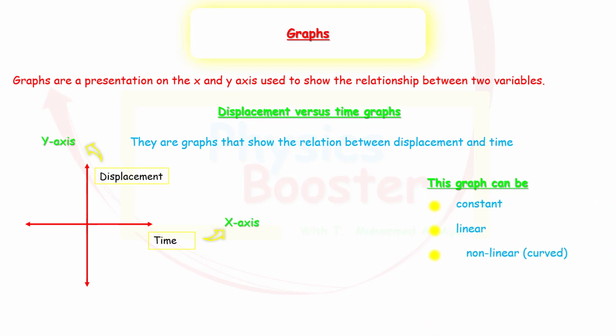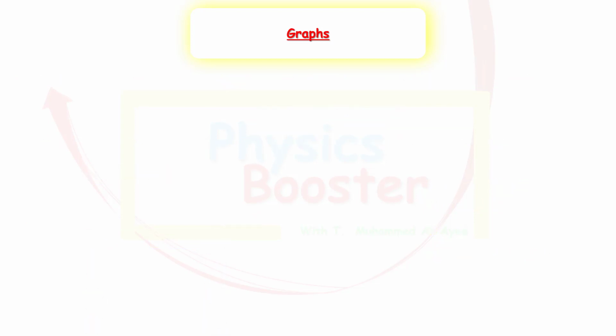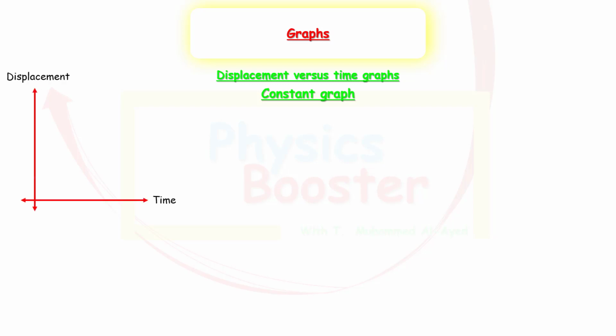The first type is called the constant graph. The second is the linear graph. And finally the non-linear or curved graph. We must have dealt with those types of graphs in other materials such as math, for example. Now let's start with the first and the most simple type, the displacement versus time graph when it is a constant graph, okay? Let's study this graph and see what it means.